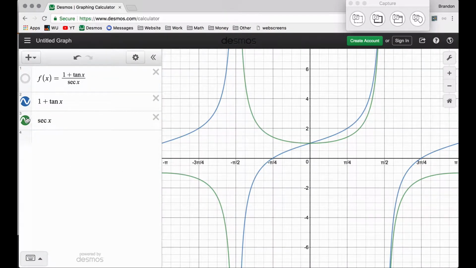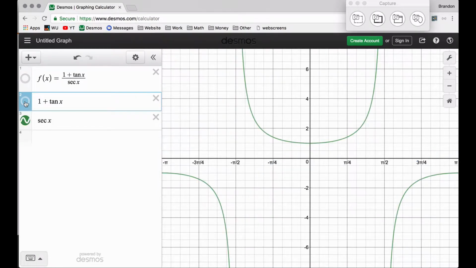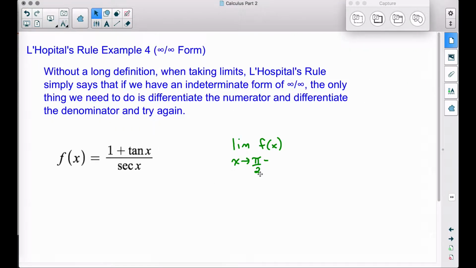To show that to you, check out these two functions. First of all, let's look at 1 plus the tangent of x. As we get close to pi over 2 from the left-hand side, notice this does shoot off to infinity, and the same thing applies to secant of x. As we get close to this x value of pi over 2, secant of x shoots off to infinity as well. Hence, when we try to do direct substitution here, we do get infinity over infinity. And when we have an indeterminate form of infinity over infinity, we can differentiate the numerator and denominator, and then we can try to find the limit again.